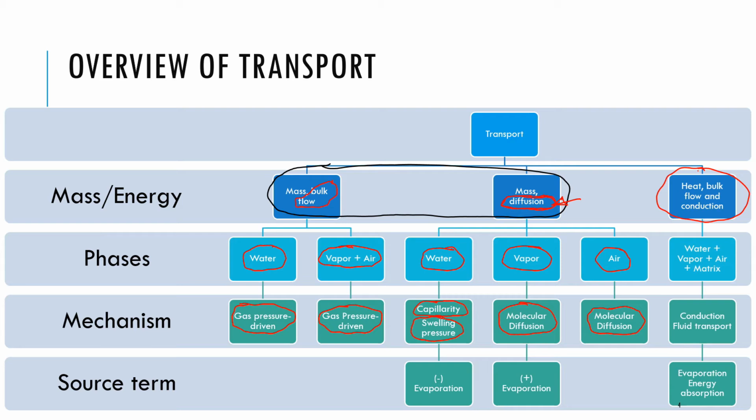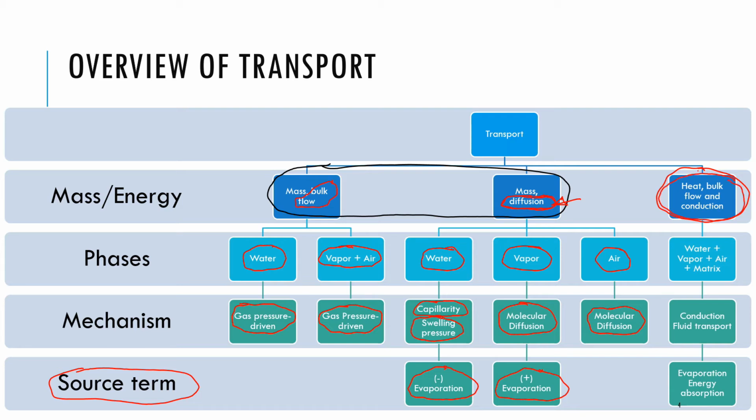Now, in terms of the source term, for water we have a source term that is negative, because water goes to vapor. And for the same reason, for vapor we have a source term that is positive, because vapor is generated as it's converted from water. So all that was about mass, and now we come to heat transport.